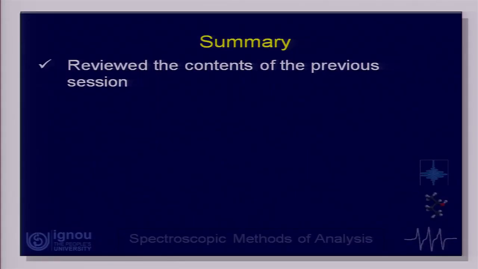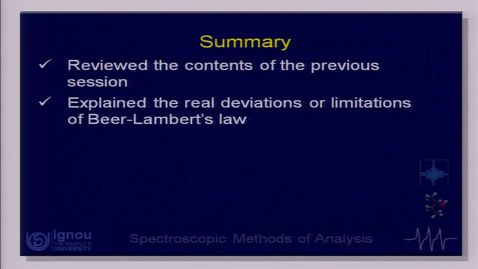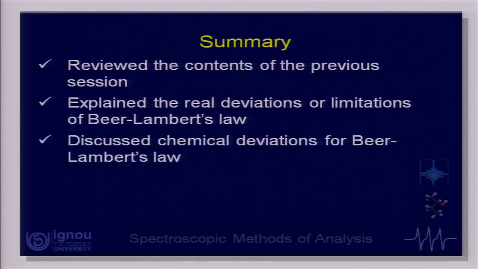Okay. Now, let us sum up what we have done today. We briefly reviewed the contents of the previous session. Thereafter, having recalled what the Beer-Lambert law is, we explained the real deviations or the limitations of the Beer-Lambert law. In this context, we talked about two main factors: one is the concentration of the analyte, and the second is the concentration of the electrolyte in the absorbing medium. Then we discussed different possibilities of chemical deviations for the Beer-Lambert law. In this context, we focused attention on the hydrogen ion concentration and also the complexation, association or dissociation of the analyte, and things like that.